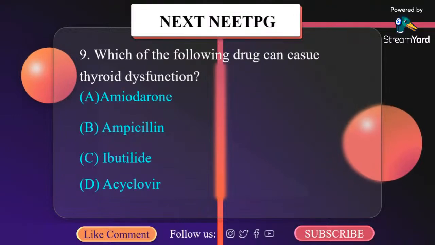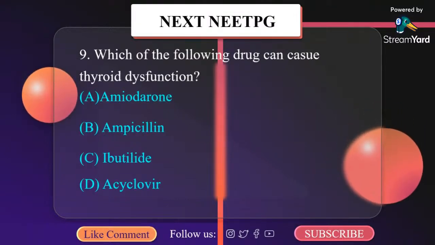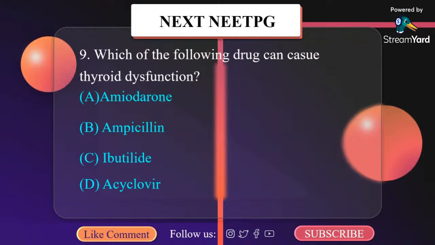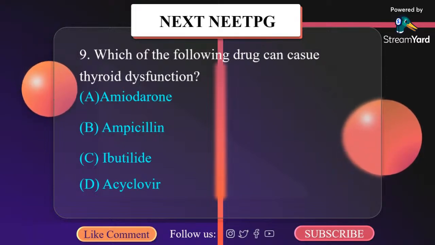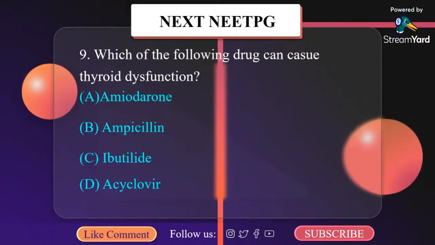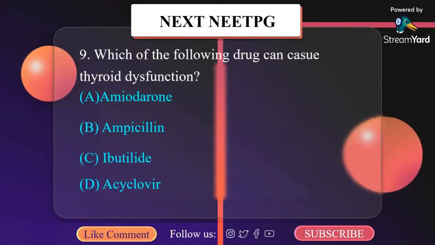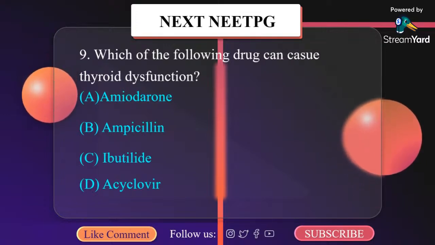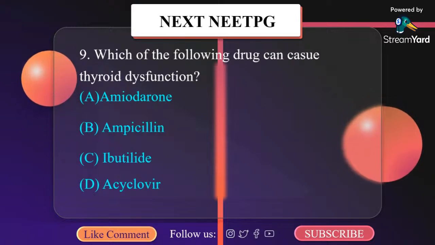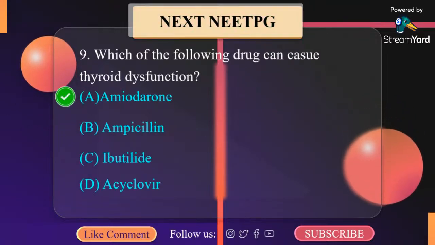Which of the following drugs can cause thyroid dysfunction? A. Amiodarone, B. Ampicillin, C. Abacavir, D. Acyclovir. The drugs causing hypothyroidism are lithium, sulfonamide, phenobarbital, phenytoin, amiodarone, para-aminosalicylic acid, rifampicin, carbamazepine. So the correct answer here is A, amiodarone.